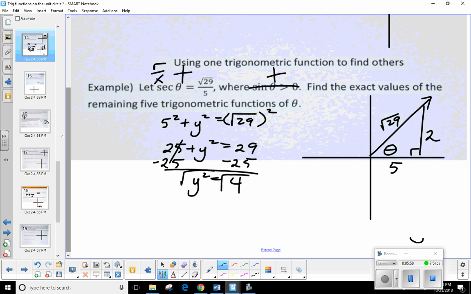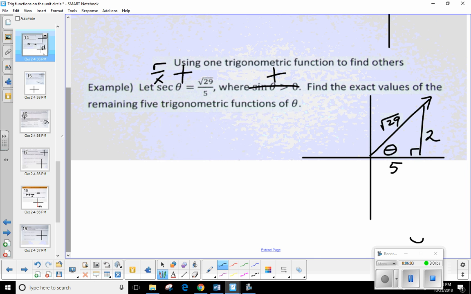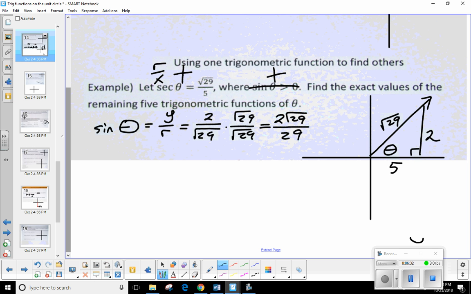Like for example, let's say I want sine of theta. Remember, sine of theta, that's always y over r. Well, what was the y value we just found? 2 over, we know that the radius is the square root of 29. And then we always want to rationalize if possible. But does everybody see how I created the ratio? So square root of 29, square root of 29. So it looks like I'm getting 2 square root of 29 over 29. And then I just want to do the same thing for the rest.